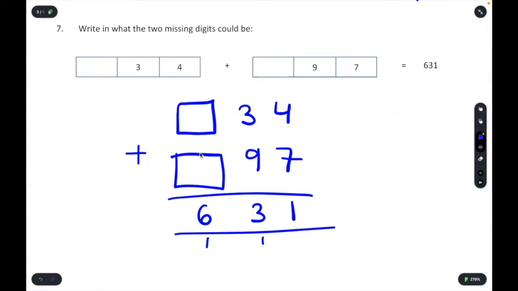So there are multiple ways this could work. You could have 1 and 4. You could have 4 and 1. You could have 2 and 3. You could have 3 and 2. So as you can see, there are many combinations, which is why it says what these could be. It doesn't say that there's one specific combination. So just for the sake of this answer, I'm going to put 2 and 3 as it's one of the combinations that works.